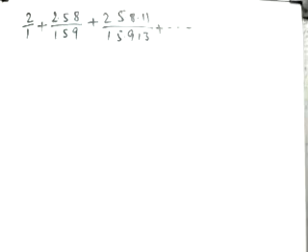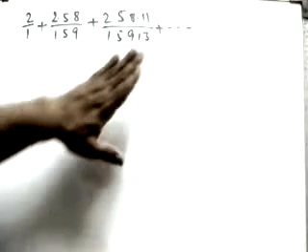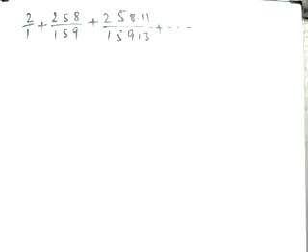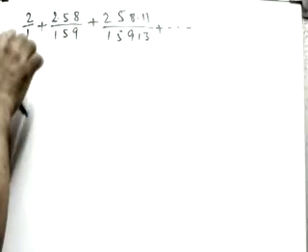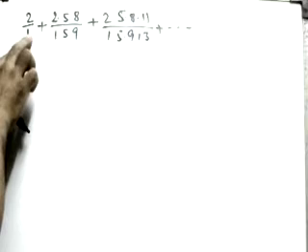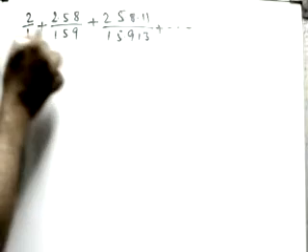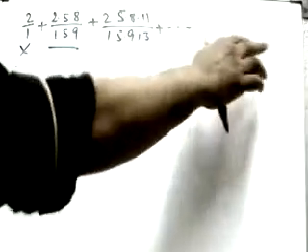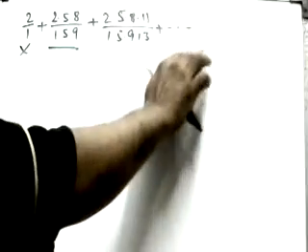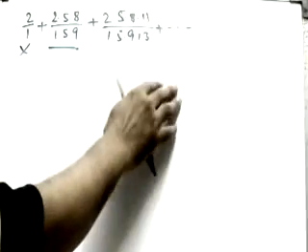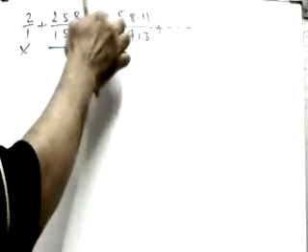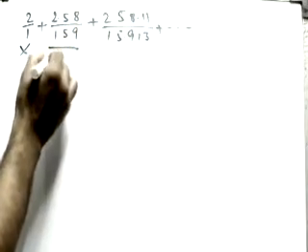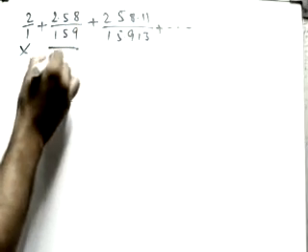Now see the next question: (2 by 1) plus (2 into 5 by 1 into 5) plus (2 into 5 into 8 by 1 into 5 into 9) plus and so on. First we find the nth term. You see here the numerator consists of one term; you can leave this one, let me start from here. 3, 4, then 5, 6, like that. Every term, one more factor is multiplied, so the product increases. So let me take the nth term like this.